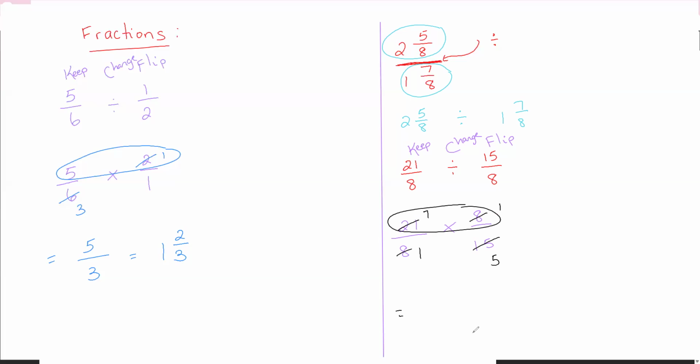Once there's nothing more to break down, we multiply numerator by numerator and then denominator by denominator. So 7 ones, that's 7. 1 5 is 5. 5 could go into 7 once with a remainder of 2 over 5.